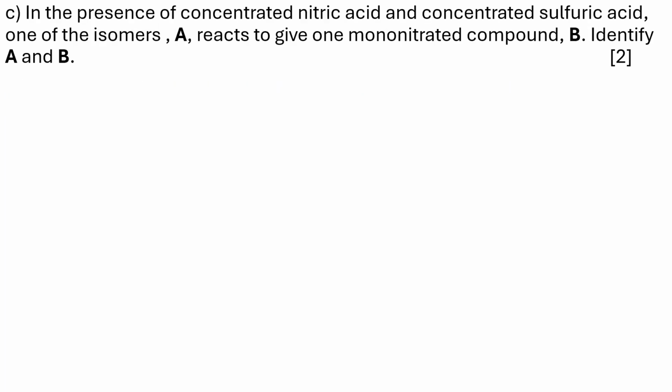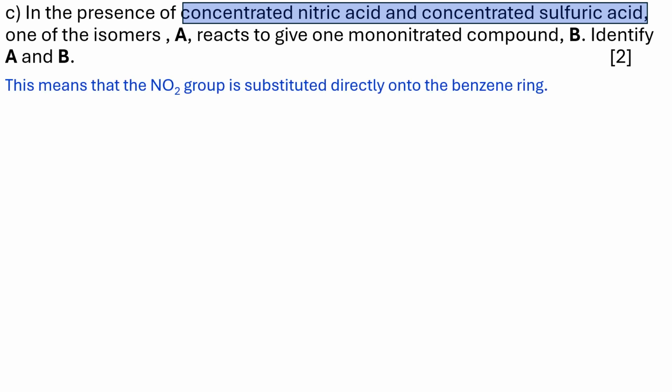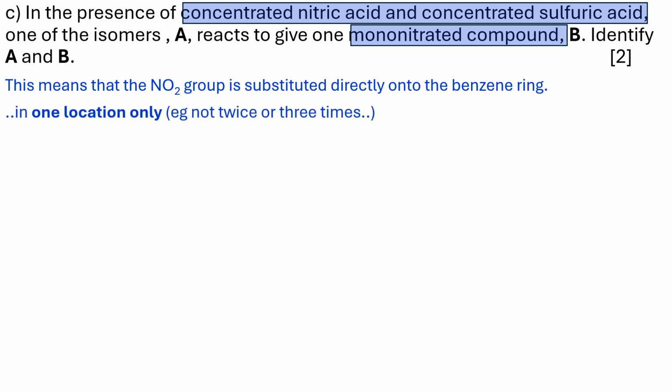Then it says, in the presence of concentrated nitric acid and concentrated sulfuric acid, one of the isomers, A, reacts to give one mononitrated compound B. Identify A and B. So the first thing to do is to notice that the concentrated nitric acid and concentrated sulfuric acid means that the NO2 group is substituted directly onto the benzene ring. In other words, a hydrogen is taken off and the NO2 comes on. And it's mononitrated, so that means it only happens in one location, not twice or 3 times.